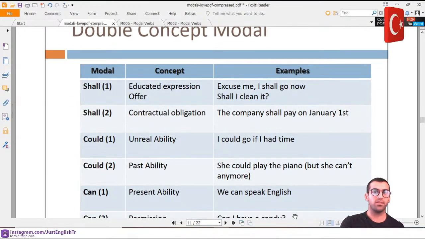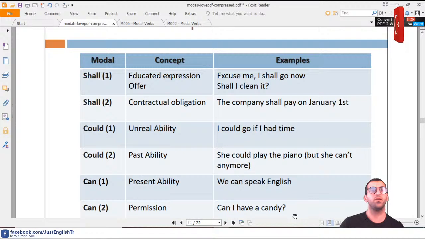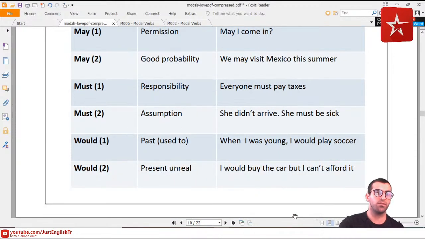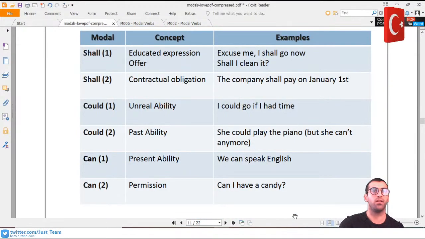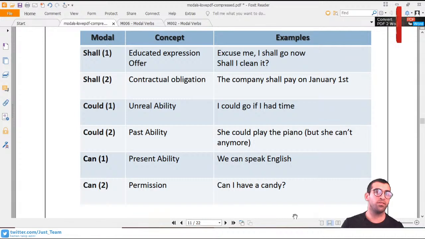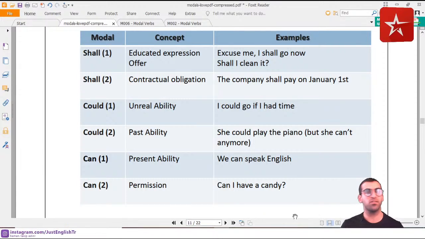And the next one, like the rest of the modal verbs, we have talked about may, must, would, and let's continue with shall. The first meaning of shall is educated expression. Excuse me, I shall go now. Shall I clean it? It's kind of an offer. The first one, educated expression. Excuse me, I shall go now.